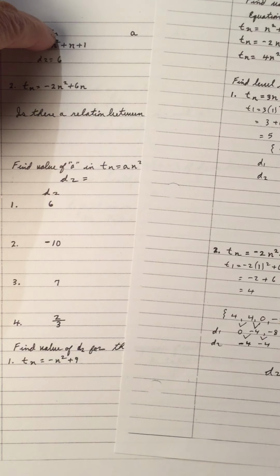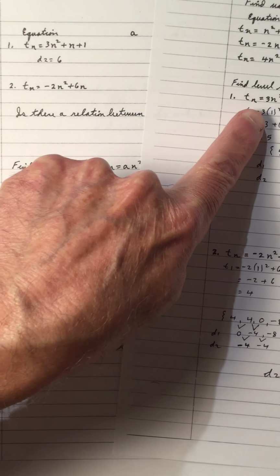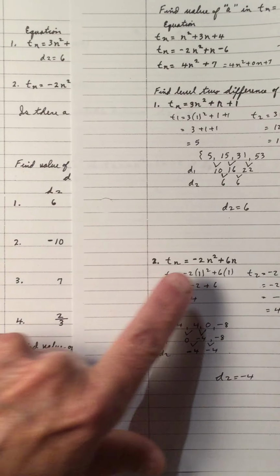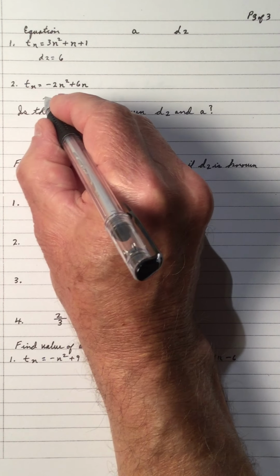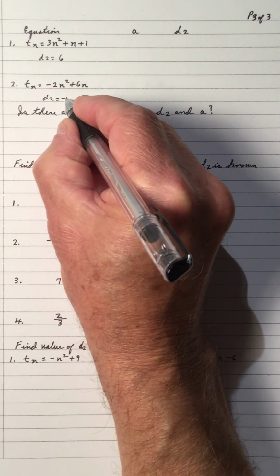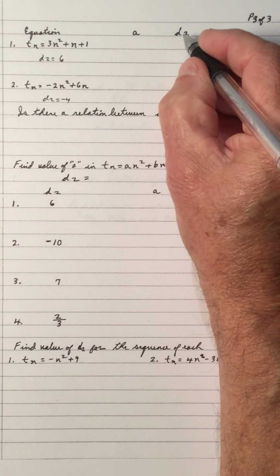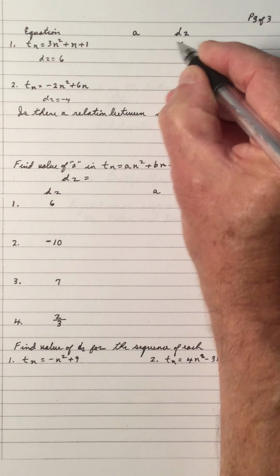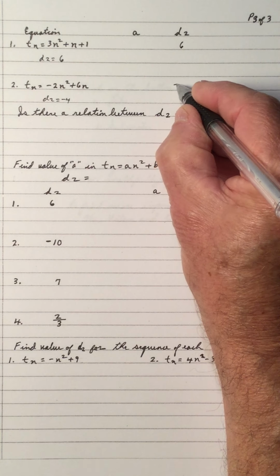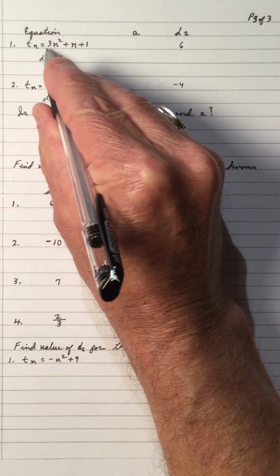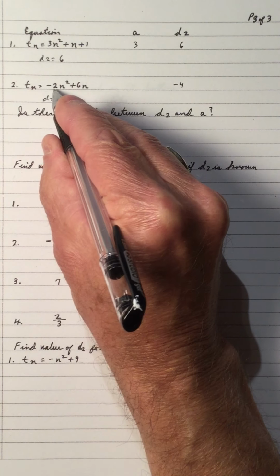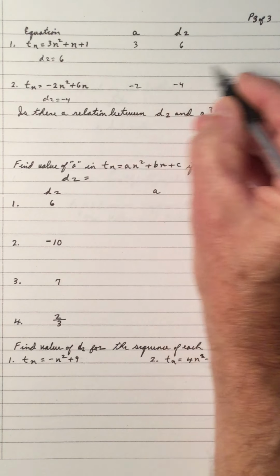Notice the equation. This equation is the same as this one. So this D2 is negative 4. So if this equation got a D2 of 6 and this equation got a D2 of negative 4, let's see what A is. A in this equation is 3, and A in this equation is negative 2.